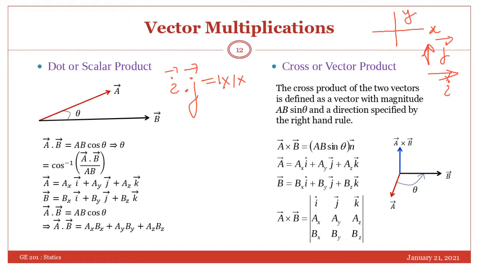So this is your i, this is your j, and the angle between them is 90 degrees. So 1 into 1 into cosine 90. Cosine 90, as you know, is 0. So the final answer will be 0. Whenever you are multiplying i with j, or i with k, or j with k, any two different Cartesian standard unit vectors, the answer is going to be 0.